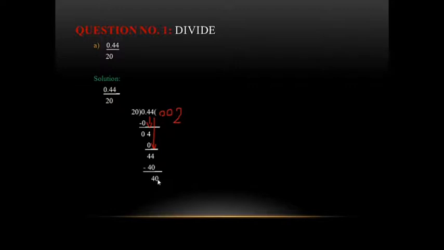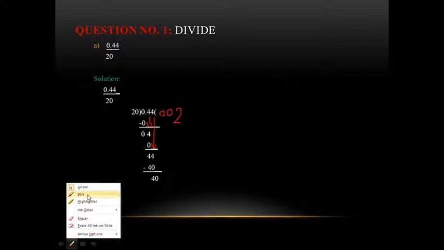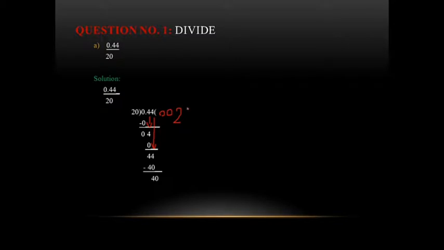So here we will write 0, and here we will put the decimal point, and here we will write zeros. And what is left here? 40. Then if 40 is left, 20 into 2 will be 40. Then do the subtraction, so that is 0. We got the remainder as 0.